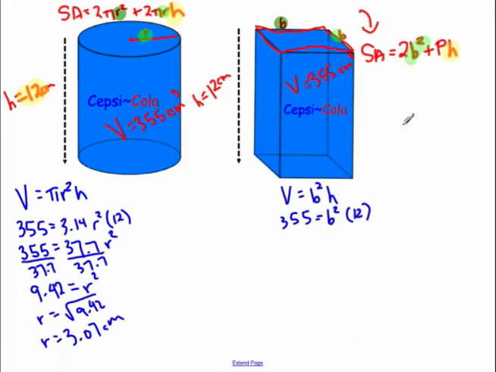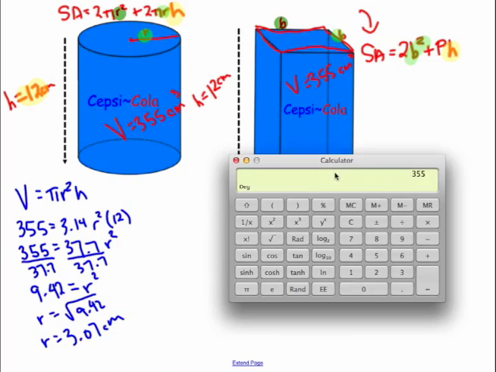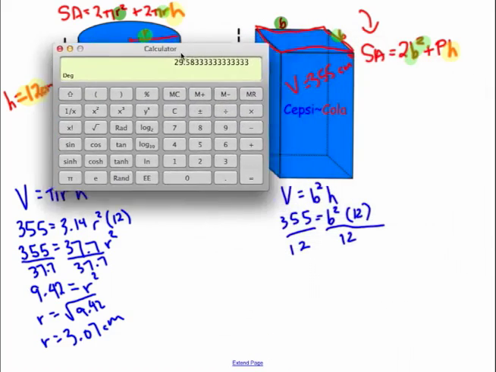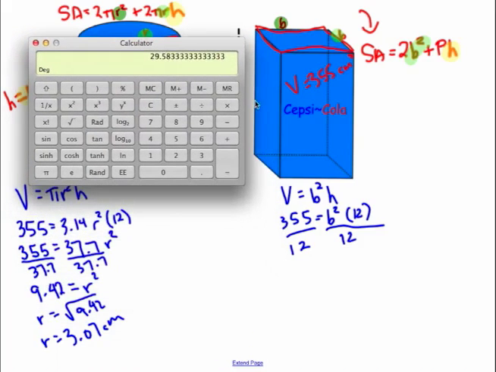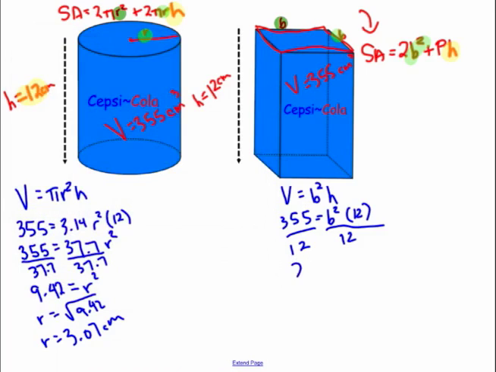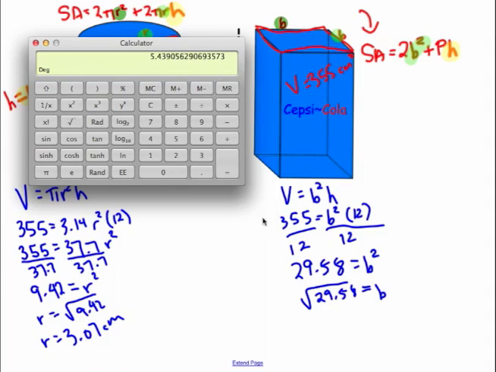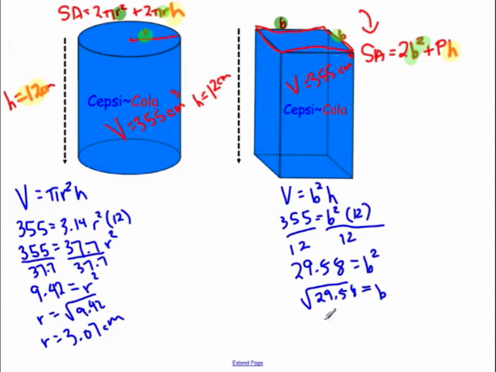Okay, so we're going to do now the same thing with this. But now with the prism I can just divide 355 by 12 and take the square root. So let's do that: 355 divided by 12, and we get 29.58 equals b squared. We take the square root of 29.58. That gives us b, so we get the side length of 5.44.